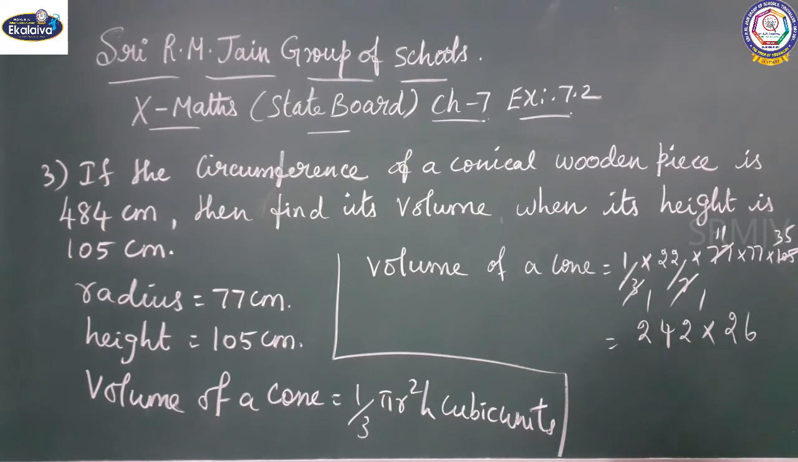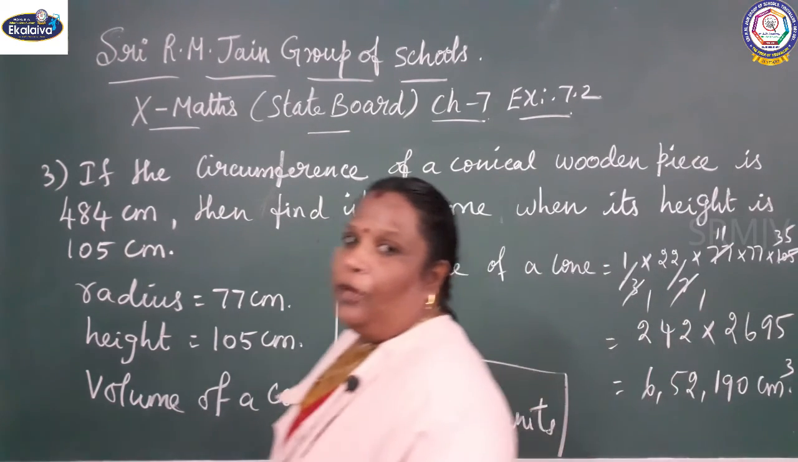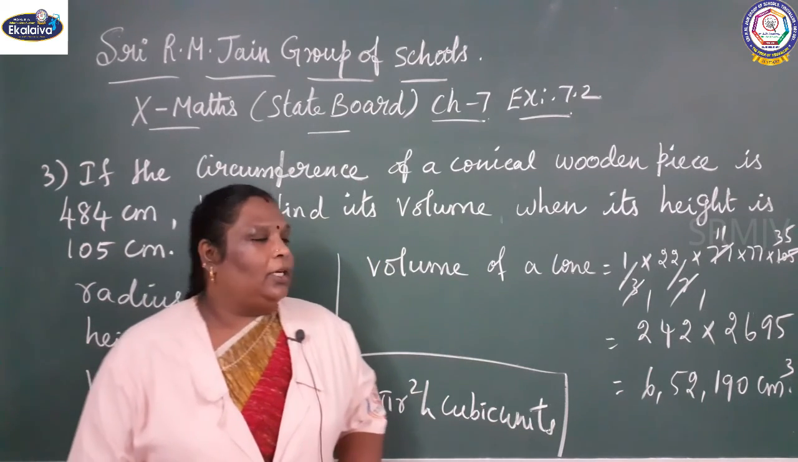You can do the calculation part in the rough column and check the value also. 2695. When we multiply these two values, volume of the cone equal to 6 lakhs 52,190 centimeter cube. It's nothing but the volume of a cone. I hope you understood, children.